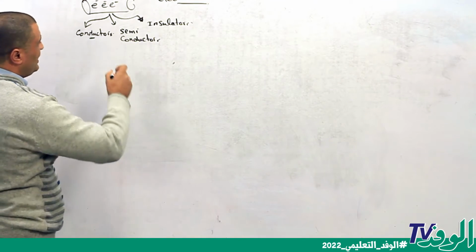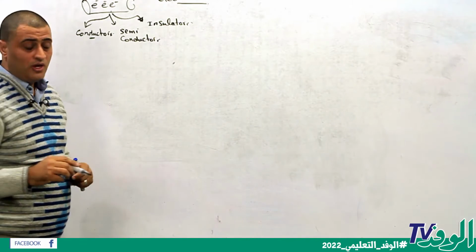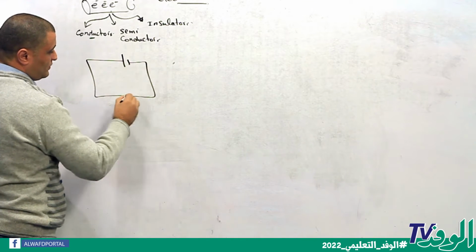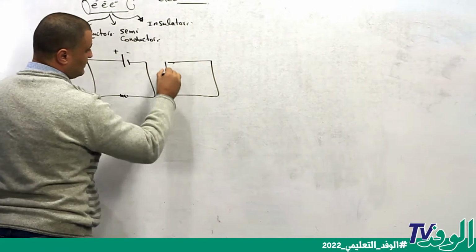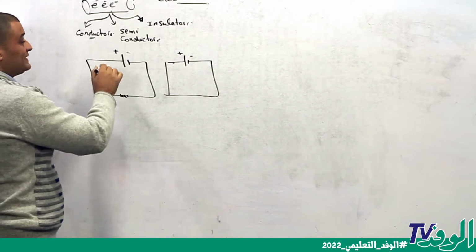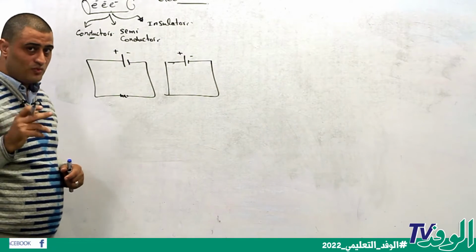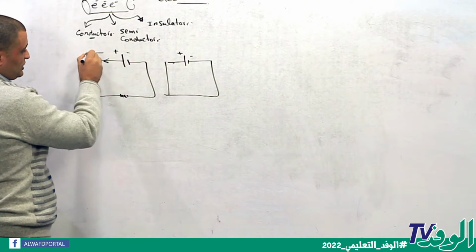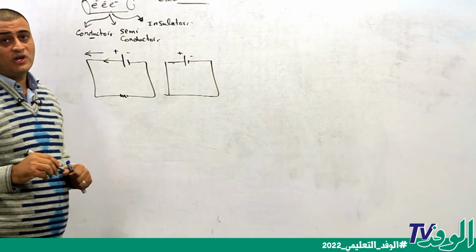Here, we have two types of electric current, depending on the direction of the current. Suppose we have a battery. This is the positive and the negative. The battery is the source of the electric current. It has two poles, positive and negative. When the current moves from the positive pole inside the wire to the negative pole, this is called the conventional current.